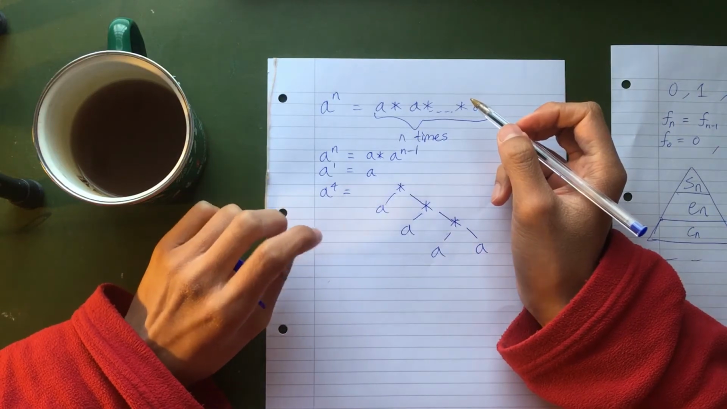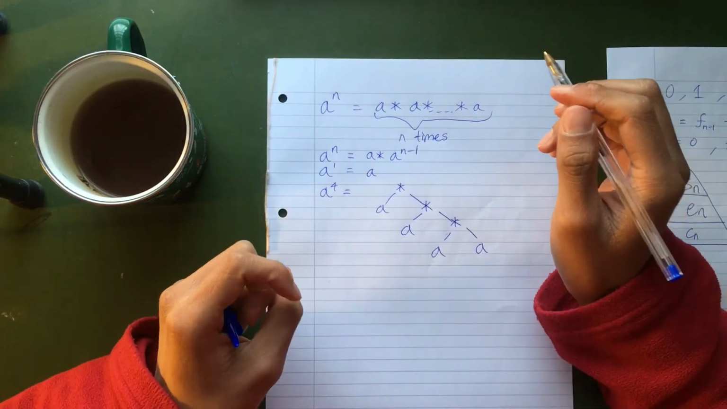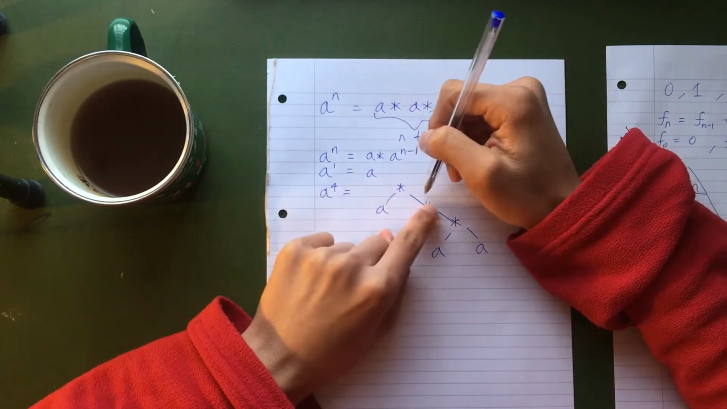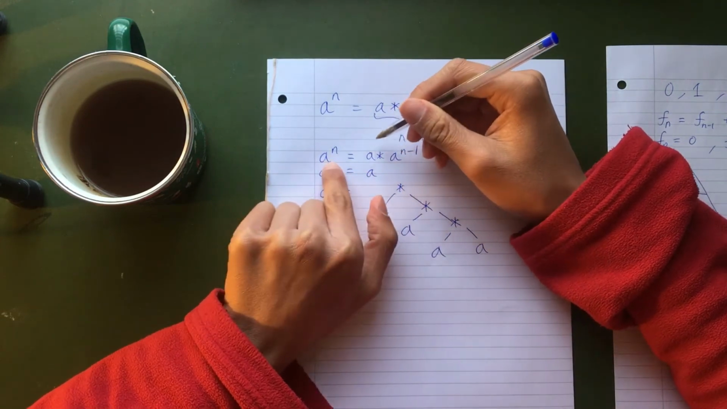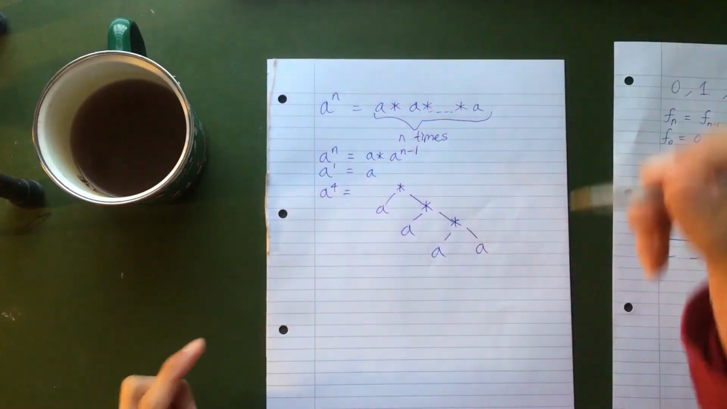Okay, and this is going to take time proportional to about n steps, because we have n multiplication symbols in here. We're going to make this recursive call n times.